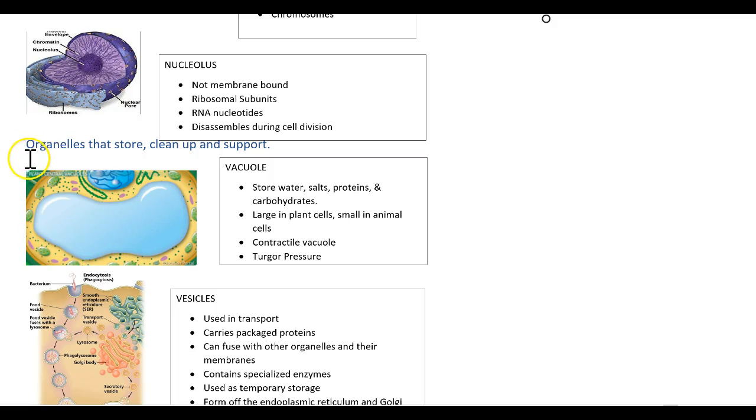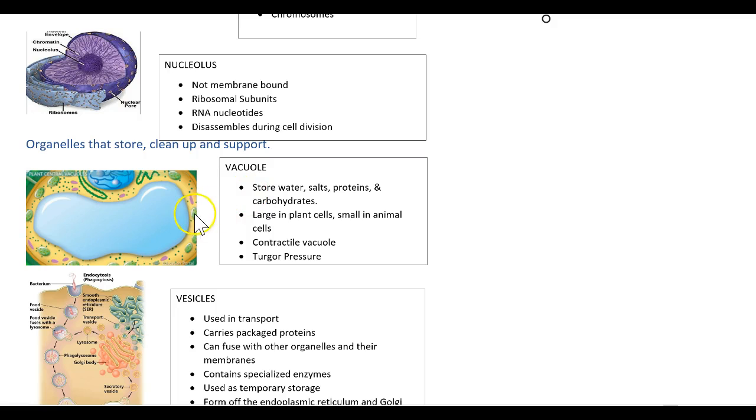The next structures that we're going to talk about are going to be organelles that are used in storage. They don't have stomachs, so they need to be able to store nutrients and waste products someplace. Also things that help clean up, because there's going to be cellular activity that produces waste, so they have to be able to get rid of that waste product. And then support. Something has to hold all of this together inside of the cell.